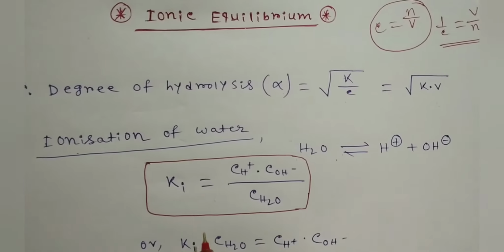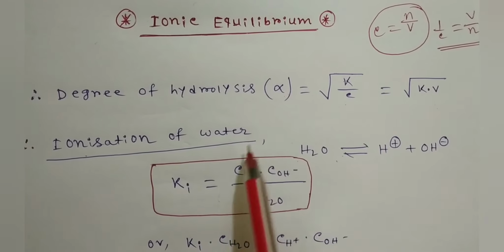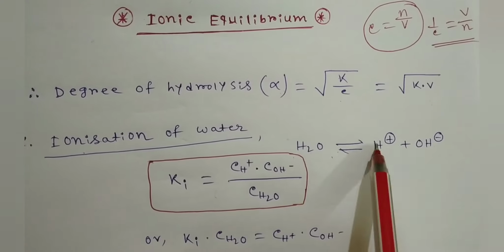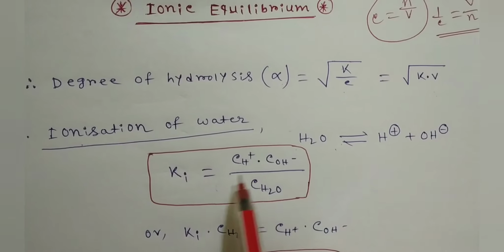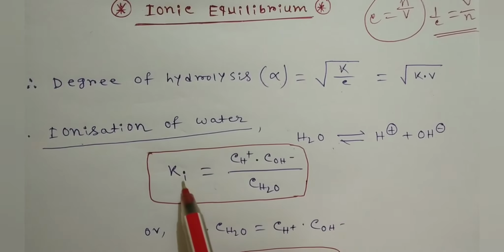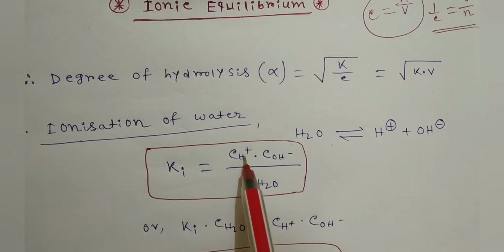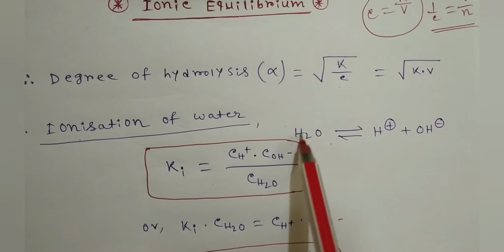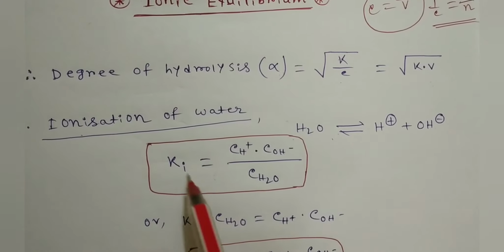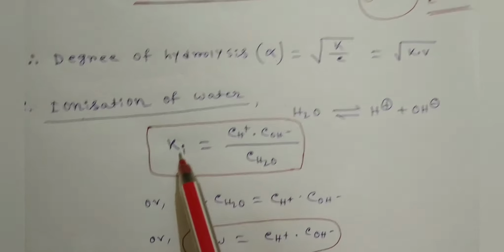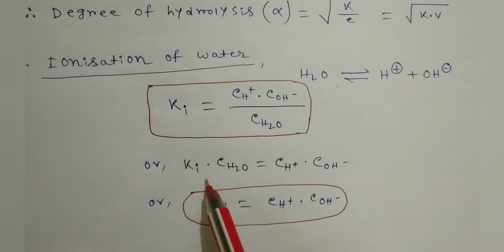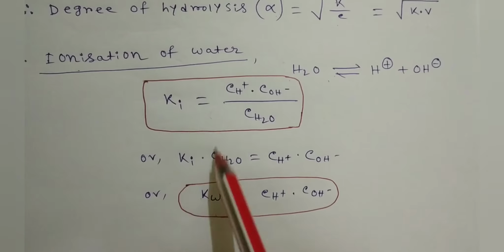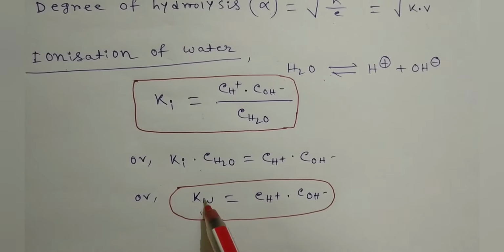Now the basic thing is ionization of water. So when water is ionized, it will form H2O to H plus and OH minus ions. Then Ki, the dissociation constant, equals concentration of H plus into concentration of OH minus divided by concentration of H2O. That is the dissociation constant or equilibrium constant also. And when the concentration of H2O is multiplied with Ki, it will form Kw, that is the ionic product of water.